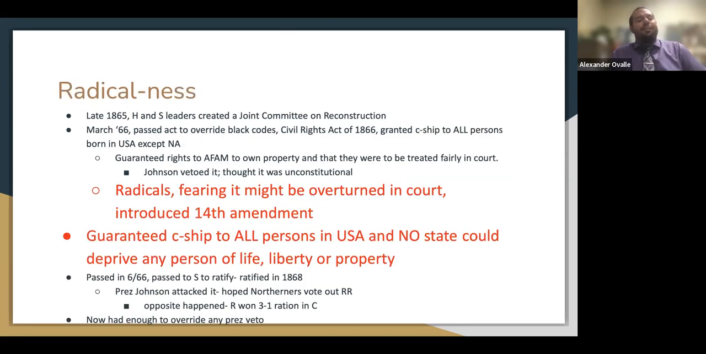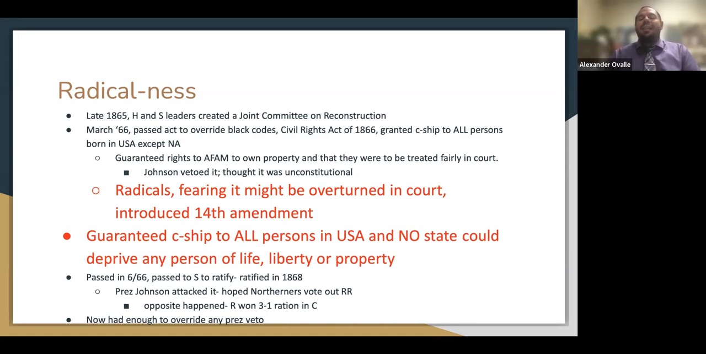So, more radicalness. In late 1865, House and Senate leaders created a joint committee on Reconstruction. In March 1866, it was passed. They passed an act to override black codes called the Civil Rights Act of 1866. It granted citizenship to all persons born in the United States except Native Americans. It guaranteed the rights of African Americans to own property and to be treated fairly in court. Johnson vetoed it because he thought it to be unconstitutional.